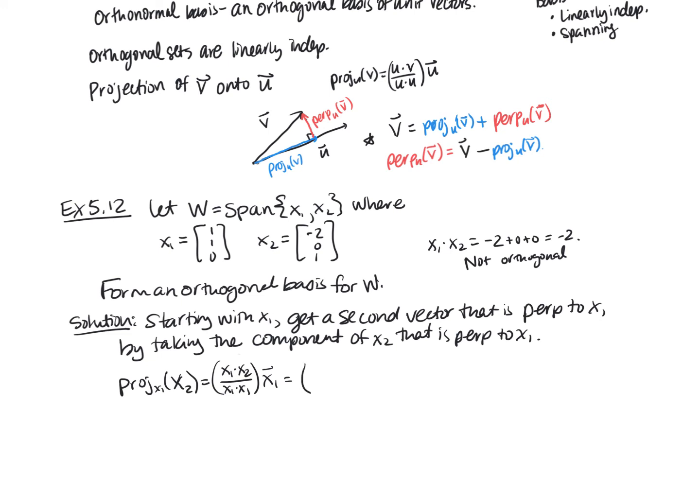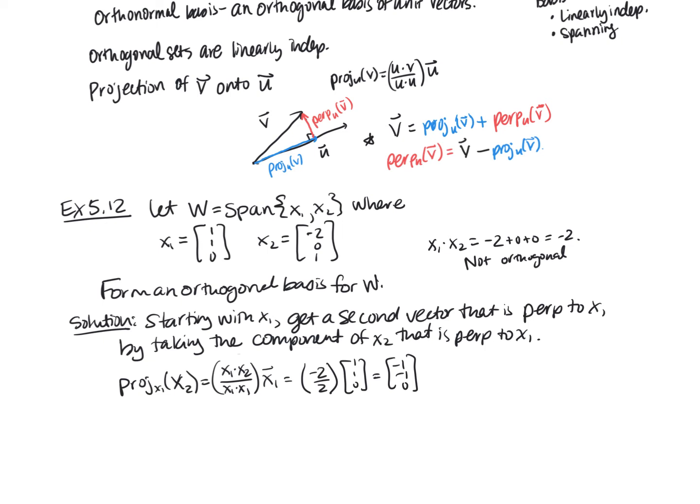Okay, so let's compute this constant here. If I do x1 dot x2, I already did that. It was negative 2. And then x1 dot x1 is going to be 1 times 1 plus 1 times 1 plus 0 times 0. So that's going to be 2. And then I'm going to multiply that by x1, which is 1, 1, 0. That's just a negative 1, so it's going to give me negative 1, negative 1, 0. And so that is the projection onto x1 of x2.